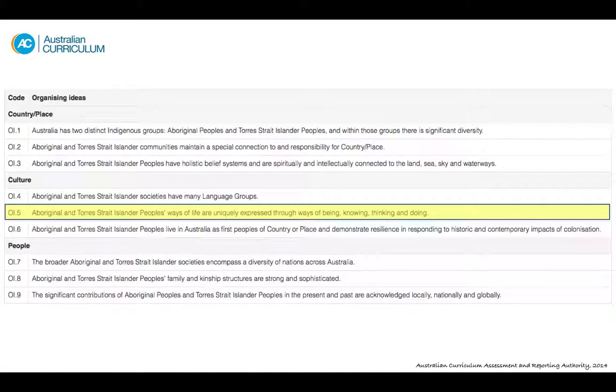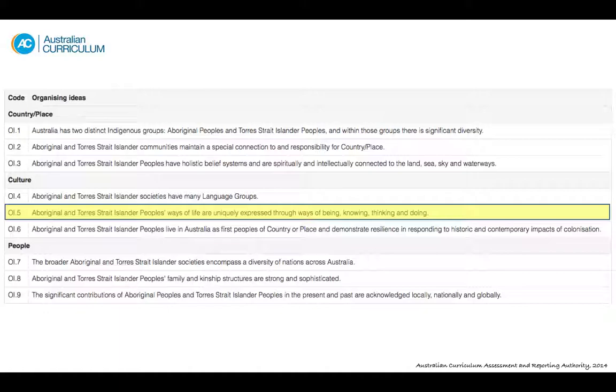Idea number 5 states that Aboriginal and Torres Strait Islander people's ways of life are uniquely expressed through ways of being, knowing, thinking and doing. This is addressed and reflected in the lesson where students learn about the traditional practices of local Indigenous groups and engage with an elder.